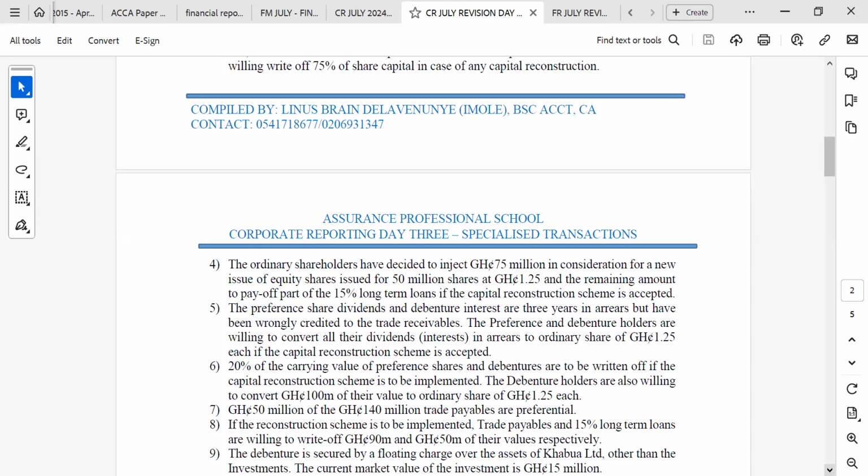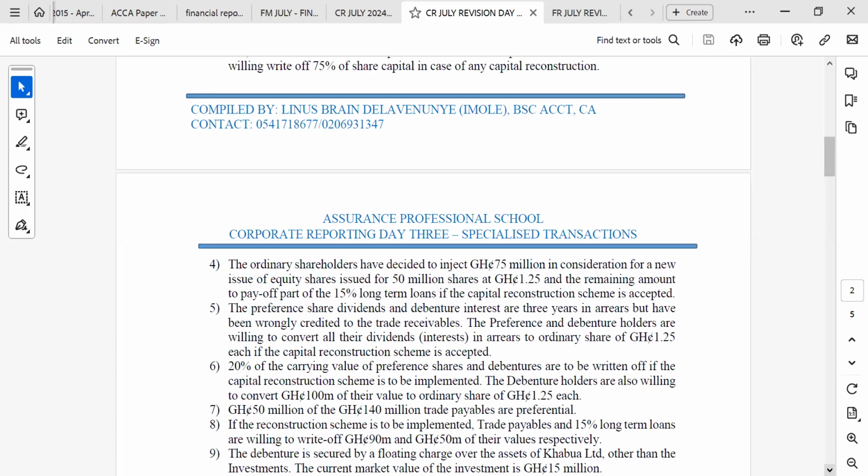Okay, and the remaining amount to pay off part of the 15% long-term loans if the capital reconstruction scheme is accepted. So since we are preparing a statement of financial position, it means that a capital reconstruction scheme will be accepted because the liquidation option is not possible. So we have to now reconstruct. Okay, let's now find the value that they are going to be having from the shares.